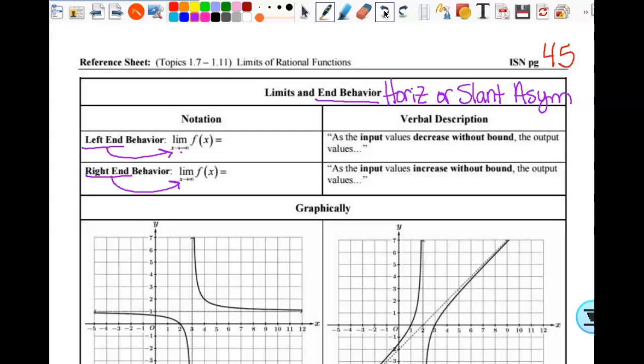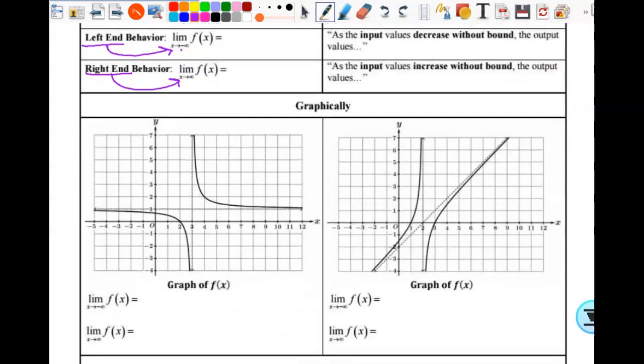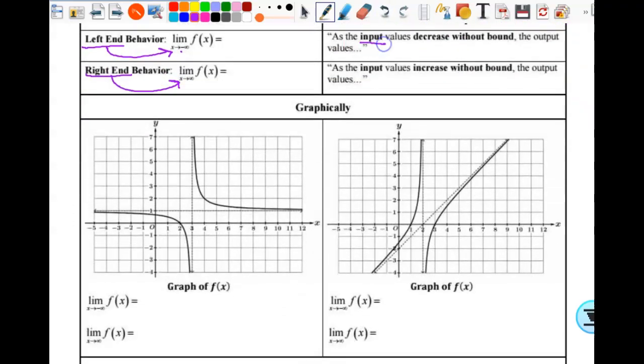So the verbal description, basically what you say for that is the input values, or as x decreases without bound, so as x approaches negative infinity, then the output values whatever, right? And as the input values, x increases without bound, approaches infinity. Okay? So two different ways to talk about it. Approaching infinity is increasing without bound. Approaching negative infinity is decreasing without bound. And we're going left and right on the x-axis talking about that. Okay? The answer is what's happening to y.